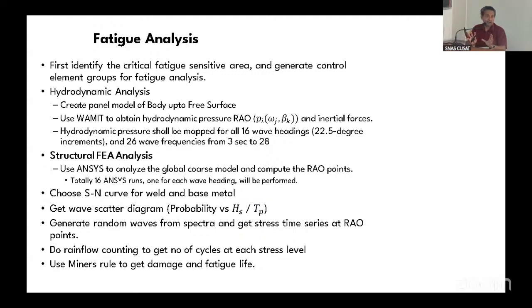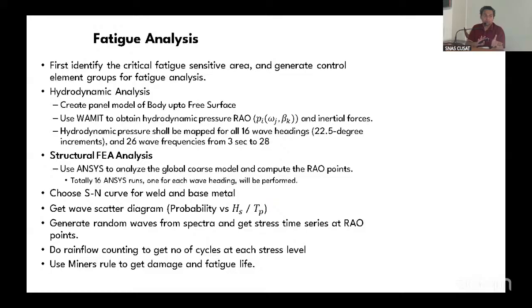So it's basically an array. It is a response to a unit wave and also the inertial forces. And then you do it for all wave directions and for a certain number of frequencies, wave periods of 3 seconds to 28 seconds. And next, you do the structural FE analysis, and then you analyze the global course, and you do the pressure mapping, and that is the tricky part.